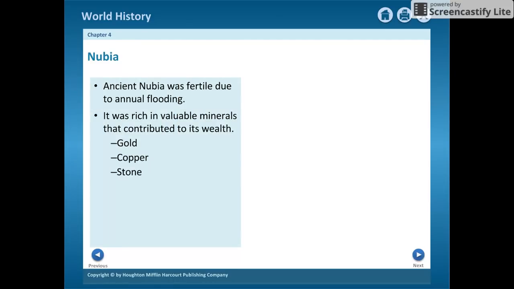So ancient Nubia was fertile due to annual flooding. Again, the flooding of the Nile River helped them as well as the Egyptians. It left that silt, that fine soil on the land for them to farm. Nubia was rich in valuable minerals that contributed to its wealth. So things like gold, copper, and stone were things that they had available to them as resources.